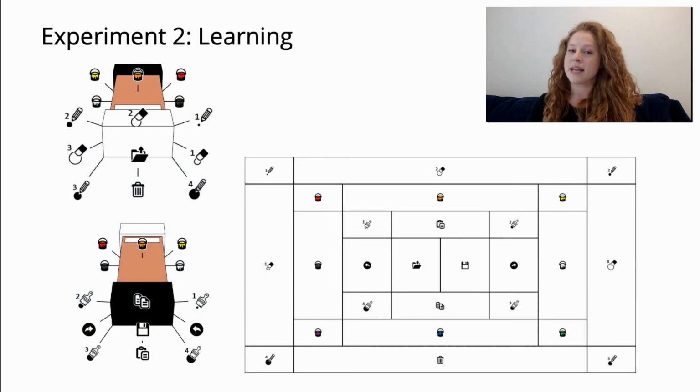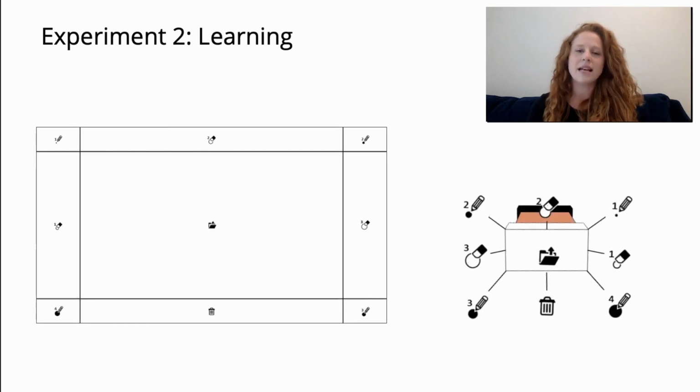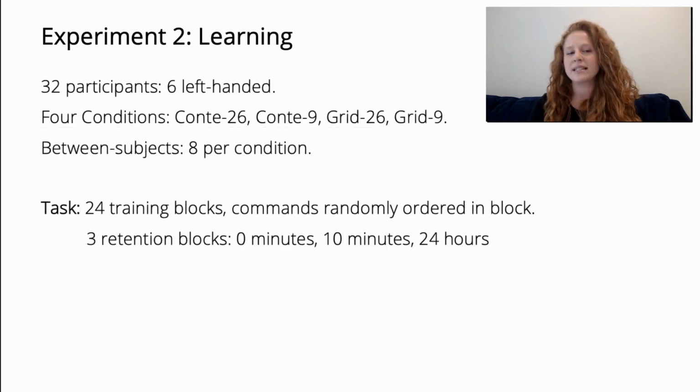We used 26 commands on Conte, we used the same 26 commands on the grid interface, and we also tested a simpler version with 9 commands on one end, and we did this because we thought it might be really difficult to learn the location of 26 commands, and that we might get more meaningful information from 9 commands. We had 32 participants, 6 left-handed, 4 conditions, Conte 26, Conte 9, Grid 26, Grid 9.